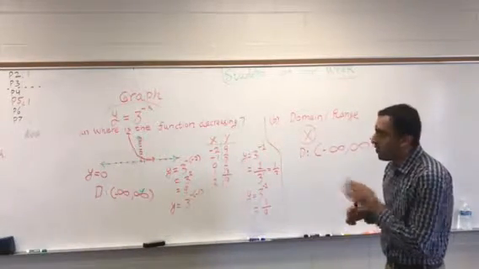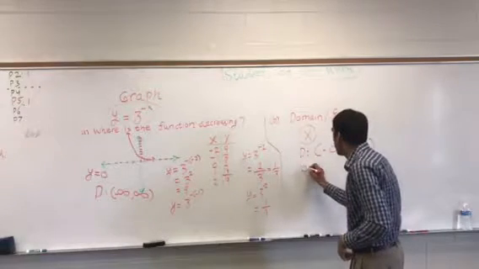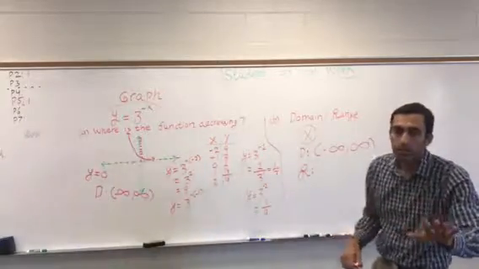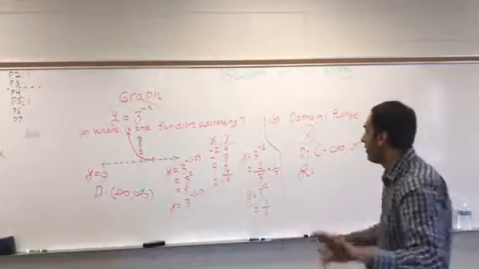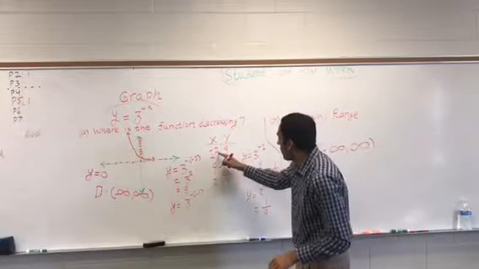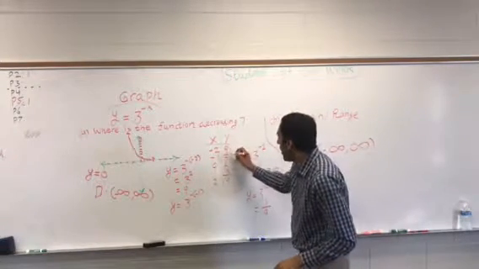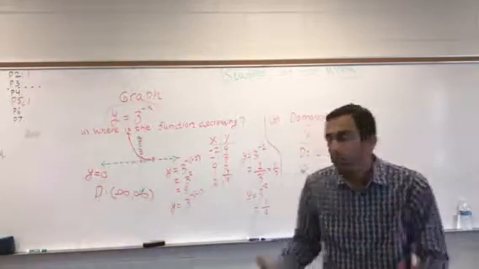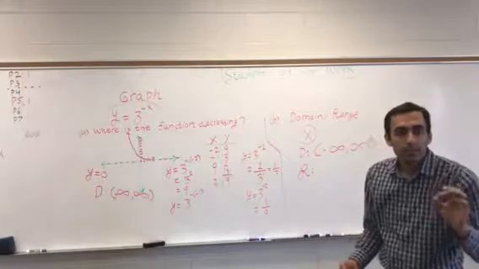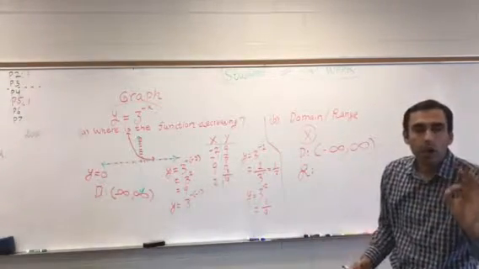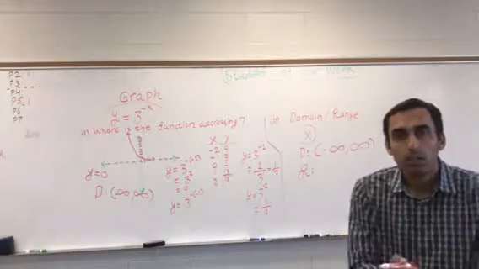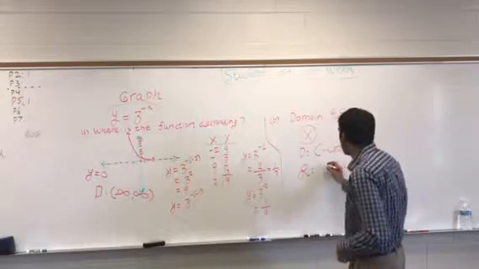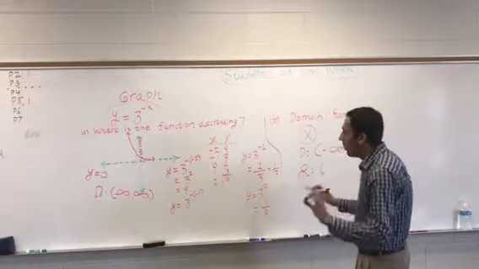All right, what about range? Range is not going to be as straightforward here. It's not going to be all real numbers. Let me tell you that right off the bat. Why? Because when we were plugging in numbers here, you got 9, you got 3, you got 1, you got 1 over 3, you got 1 over 9. What's common in all of these numbers? They are all positive. So your range is going to be all positive numbers.